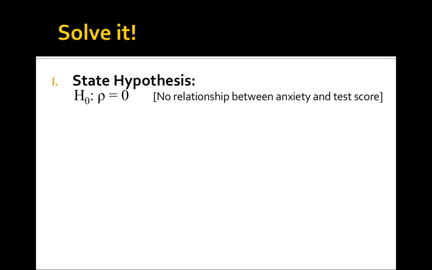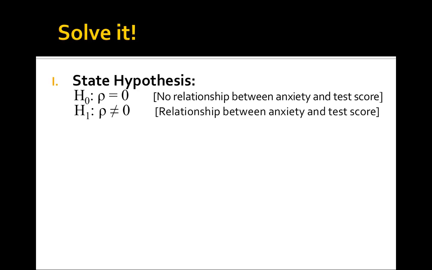First, we'd state the hypothesis. Our null hypothesis is that rho equals 0. In this case, we're saying there is no relationship between anxiety and test score. Our alternative hypothesis is that rho does not equal 0, and that there is a relationship between anxiety and test score.